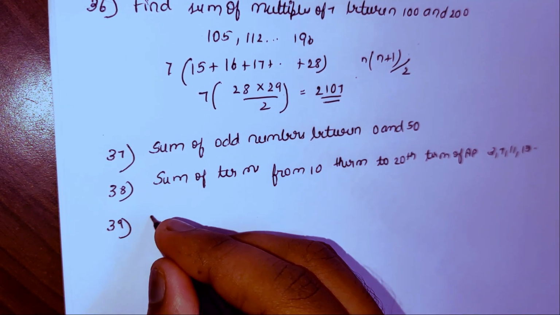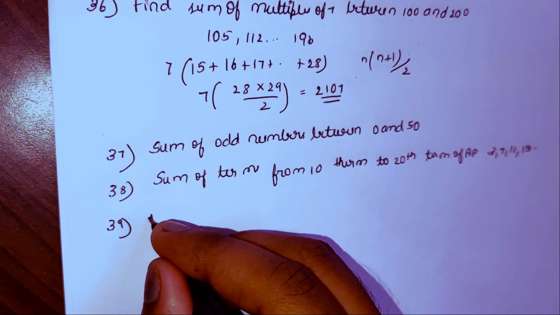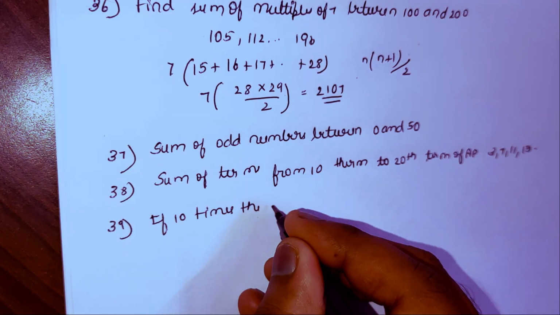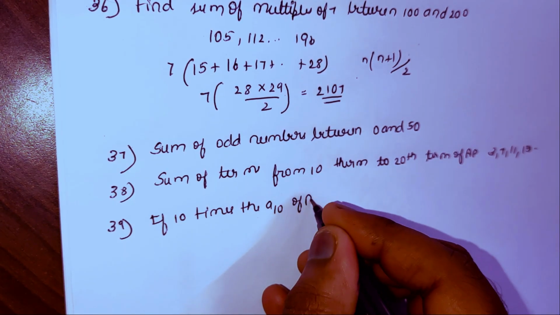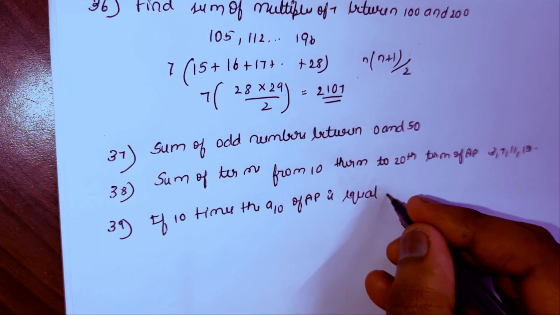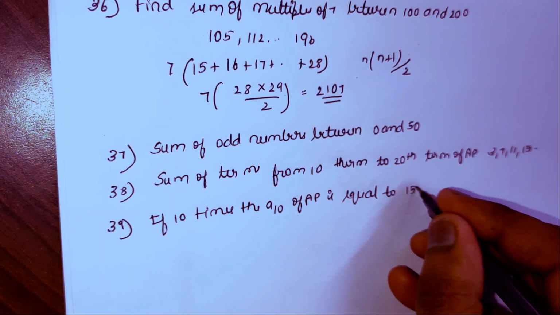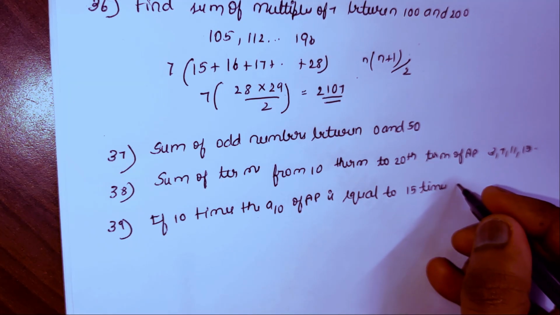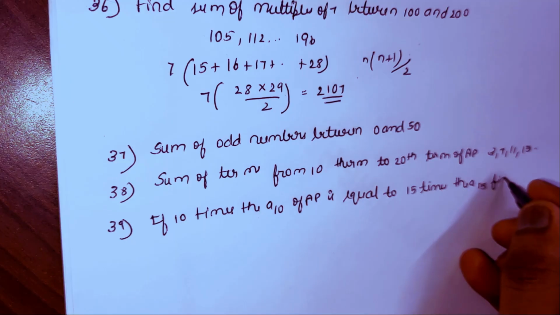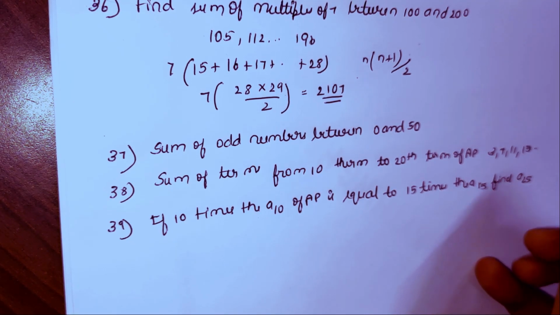39th question. If 10 times the 10th term of an AP is equal to 15 times the 15th term, find A25.